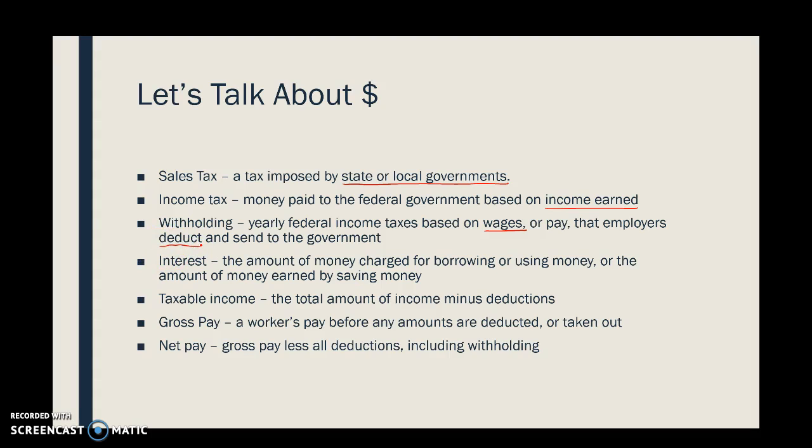Interest is the amount of money charged for borrowing or using money, or the amount of money earned by saving money. Taxable income is the total amount of income minus deductions. Gross pay is a worker's pay before any amounts are deducted or taken out. And net pay is gross pay less all of the deductions, including withholding.